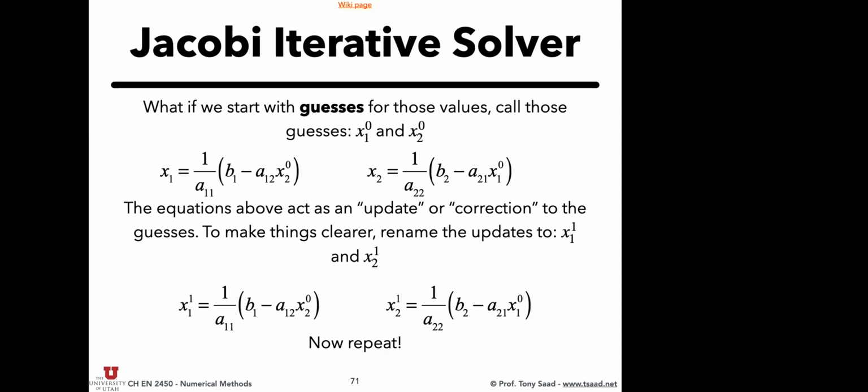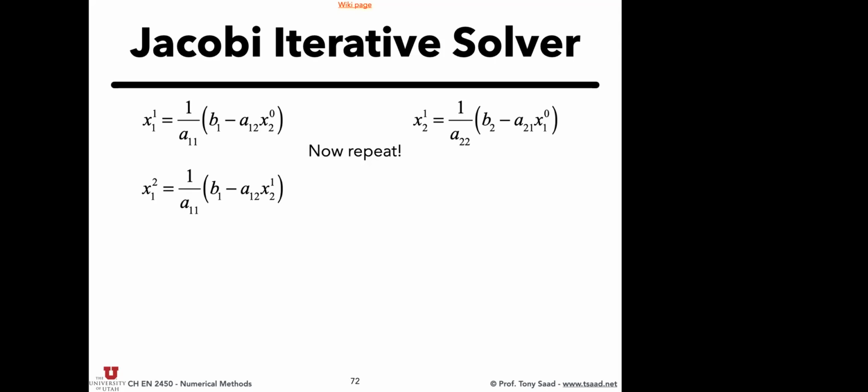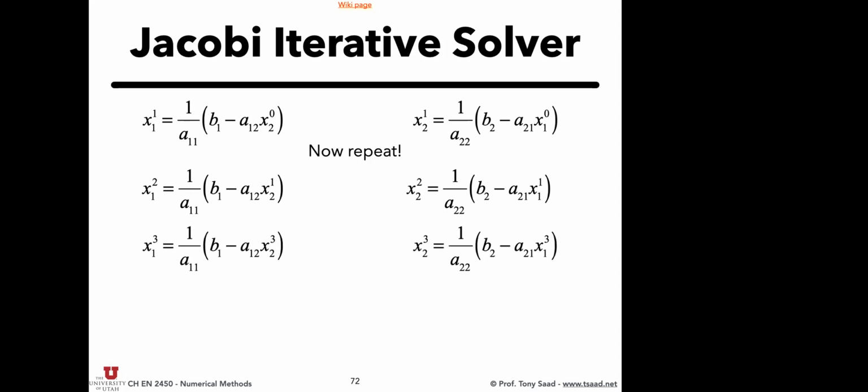Now take these new updated values, x11 and x21, and put them again on the right-hand side and update your formula. So you get x12 and x22 using the most recent values, x11 and x21, and so on and so forth. You can continue this.